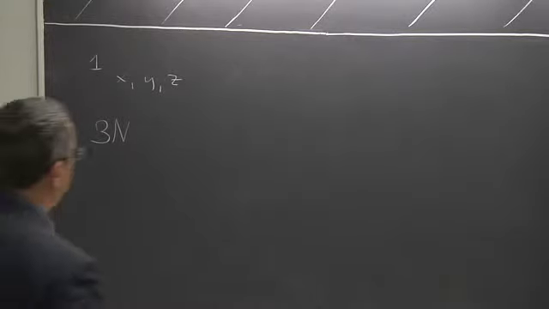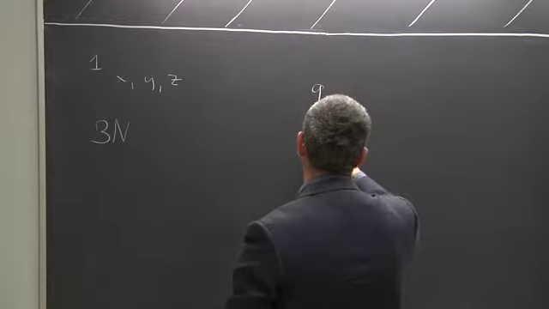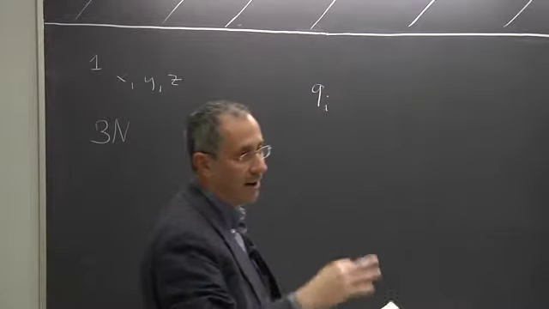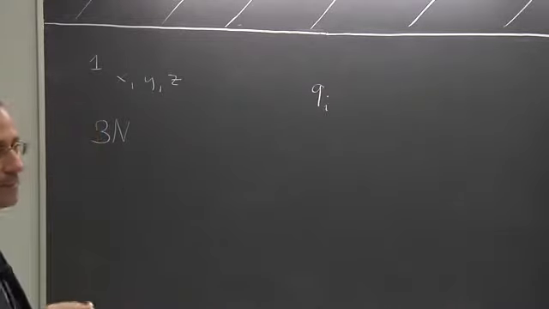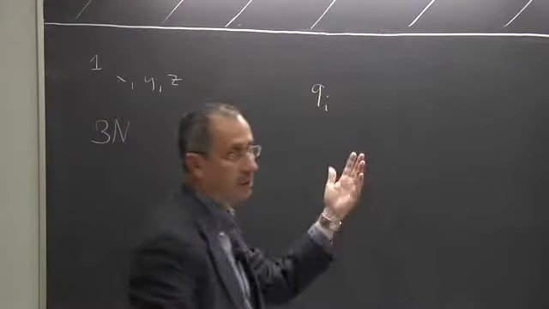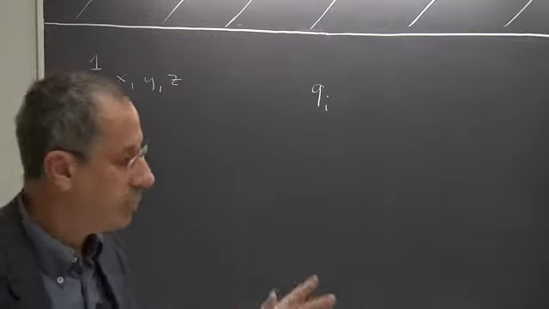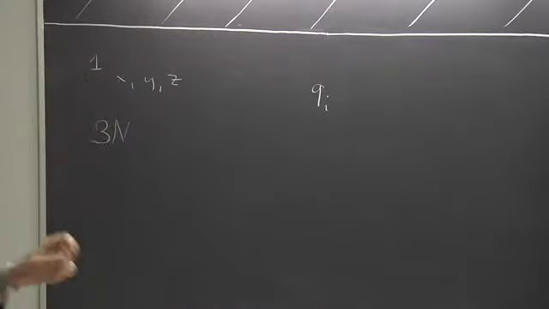So let me just call these coordinates q sub i. These are called generalized coordinates, okay? Because they can be Cartesian coordinates, but not necessarily. They can be, you will see, angles. They can be energy, they can be whatever.